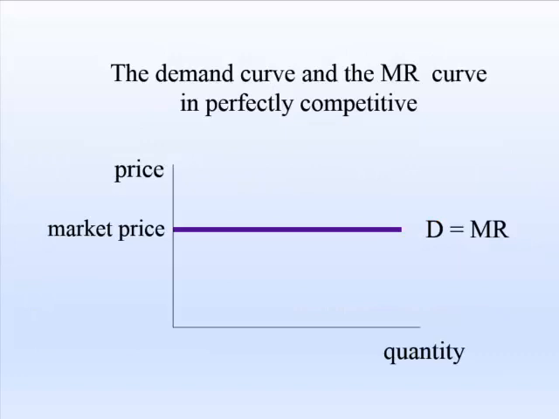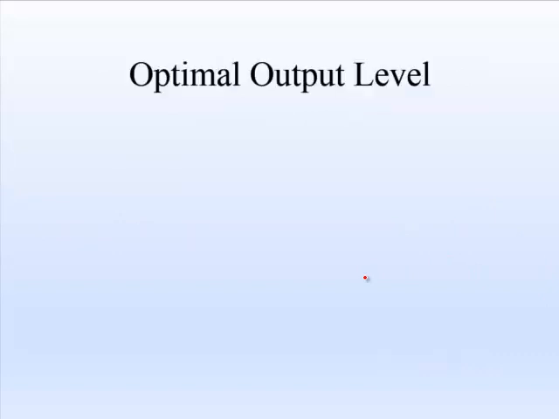Yes, like this you see that the market price, demand and marginal revenue are the same in the case of a competitive market, perfect competition. Then what should be the optimum output level? Optimum output level means up to what level we should produce.